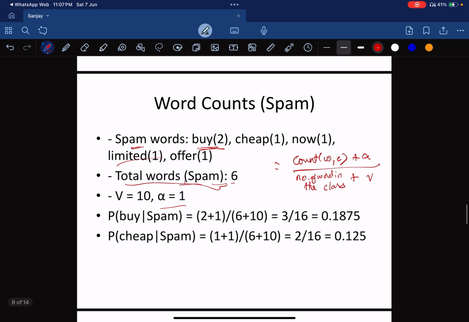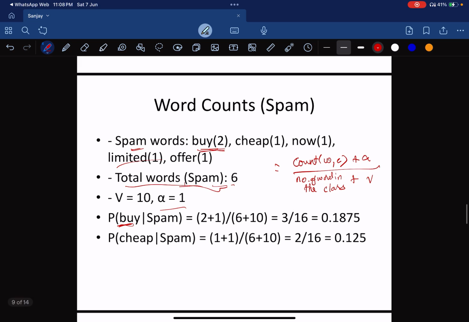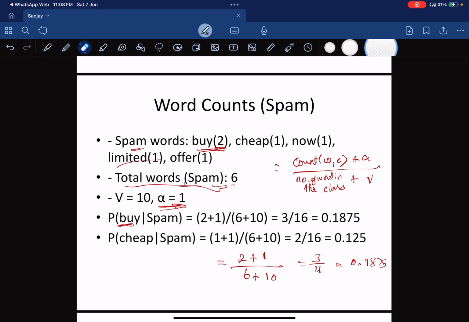The count of word W in a class. Here the word is "buy", which is W. In the spam class, the number of times "buy" occurs is 2, right? So the formula looks like 2 plus the alpha value, which is 1, divided by the number of words in the class. In the spam class, the total number of words is 6, plus V, the total number of words in the entire data set, that is 10. It looks like 3 by 16, and the answer is 0.1875.